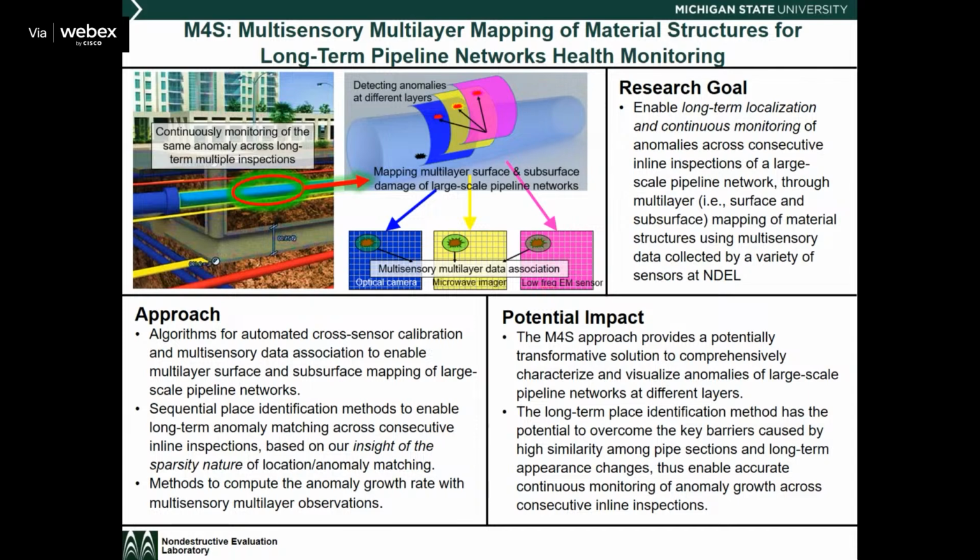It can have optical, it can have microwave, it can have low frequency EM, for example, here for the pipeline inspection. And the mapping means that you have to fuse all those data together by understanding the localization problem offered either by the sensing system or the robot.